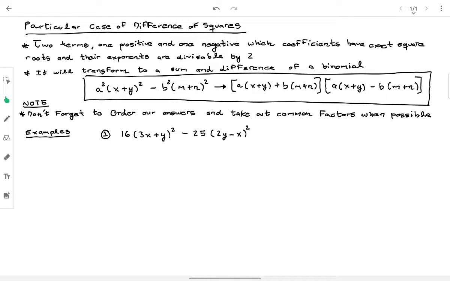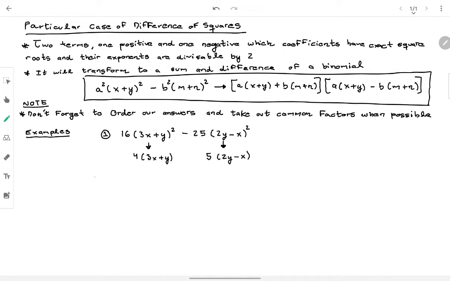Maybe we will have something like this. How to identify it? Of course, we will have two terms that have a specific square root. In this case, this term and this term both have specific square roots. The square root of the first one is going to be 4 that multiplies 3x plus y. And the square root of the second one is going to be 5 that multiplies 2y minus x.